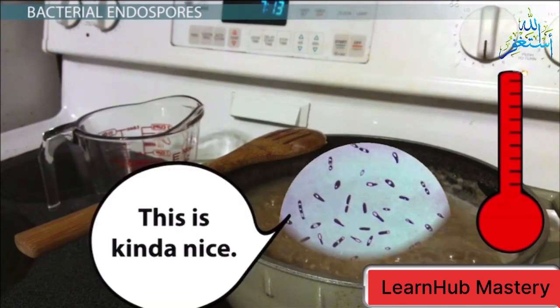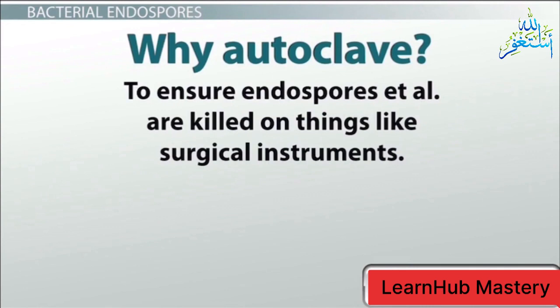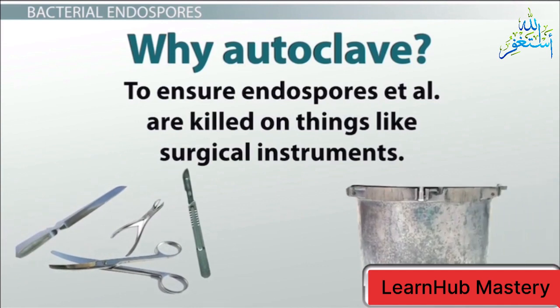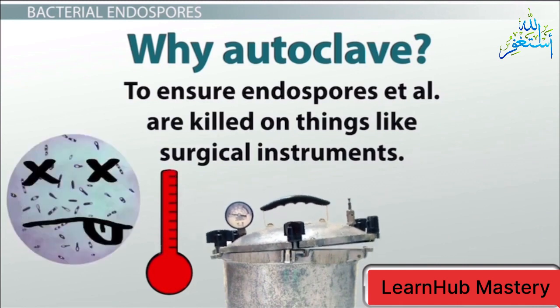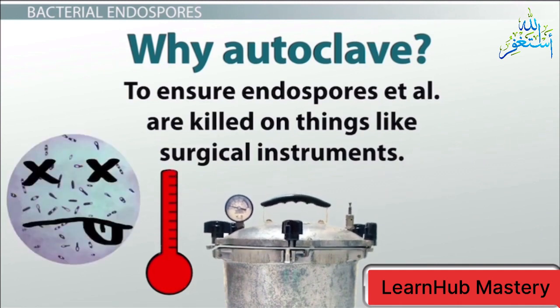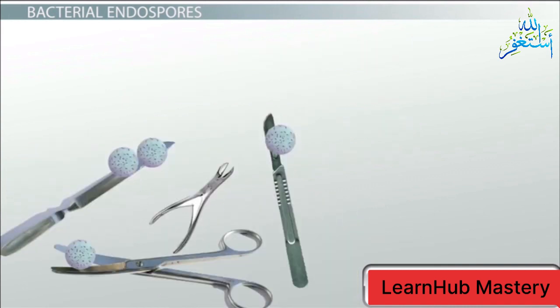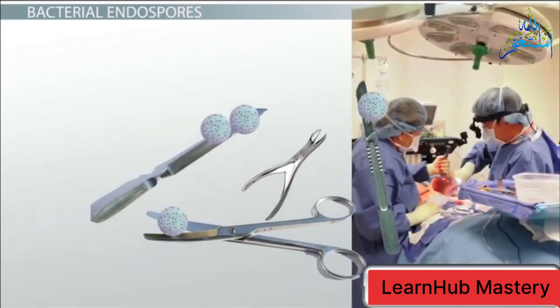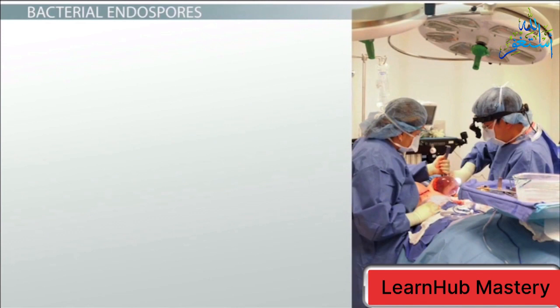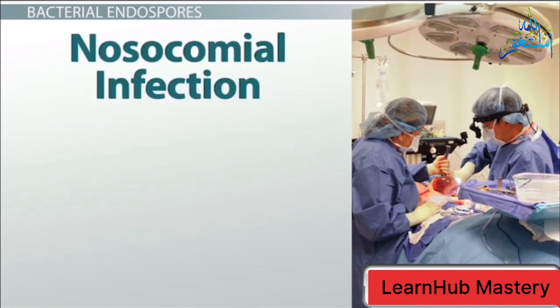So, one way to ensure they are killed on something as important as surgical instruments, which will enter your body during an operation, is to put those instruments in an autoclave. That's because the extremely high heat and pressure generated by the autoclave will be enough to kill even these hardy forms of bacteria. If they are not killed with proper sterilization, and they do enter your body by way of a contaminated surgical instrument during an operation, you may end up dying from a nosocomial infection, which is an infection acquired in the hospital.